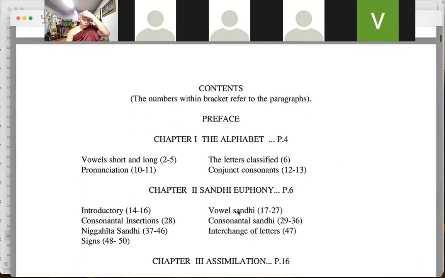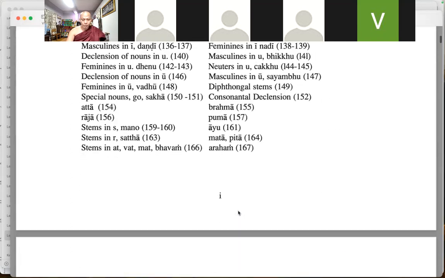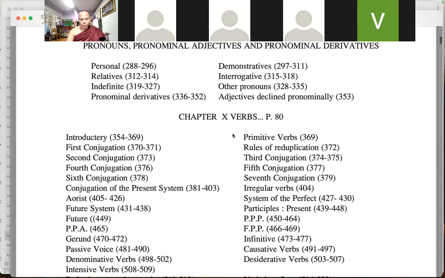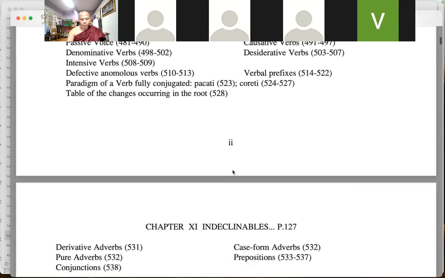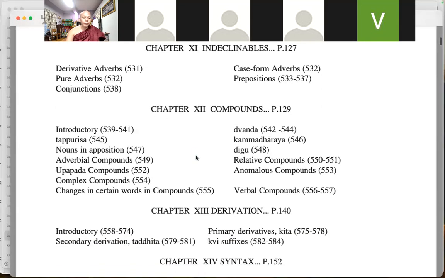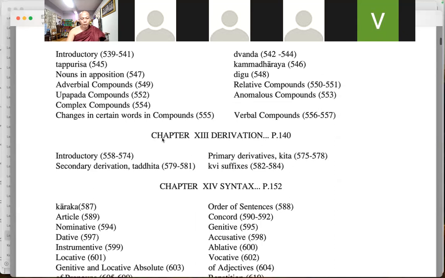So here is the chapter on the alphabet, maybe syntax, the last part. So chapters on compounds, which are widely explained here. Chapter 13 is derivations. Here we have primary derivatives and secondary derivatives, you see.